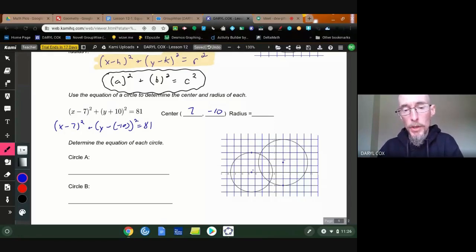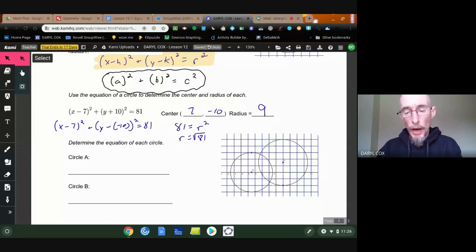The radius, what do you think the radius is? Hopefully you said the radius is 9, because remember, this 81 is r squared. So r is the square root of 81, and the square root of 81 is 9. That's how you can take a formula and find the center and the radius of a circle just by looking at the equation.